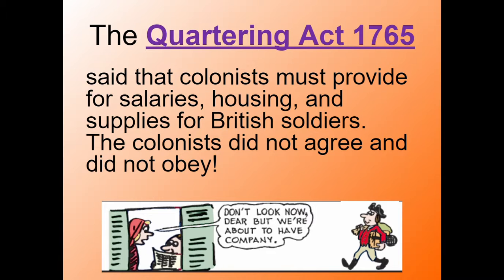The Quartering Act of 1765. This is where the British will take the troops and they will say that the colonists must provide for salaries, housing, and supplies for the British troops. The colonists didn't agree to do any of this, and they don't want to pay for it. They're frustrated that they're having to pay for this.